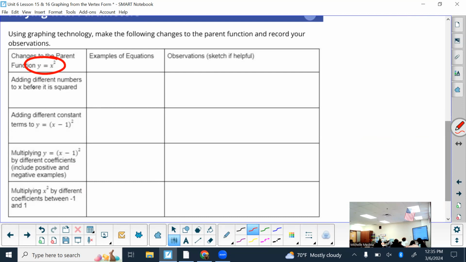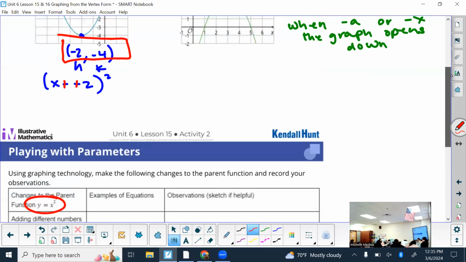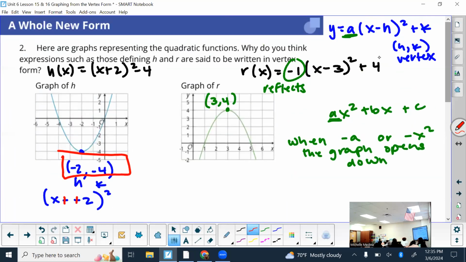This first one says adding different numbers to x before it is squared. So which of these letters, A, H, or K, is it asking you to change basically? If it wants you to add different numbers to x before it is squared. I heard something, but I'm not sure what I heard.